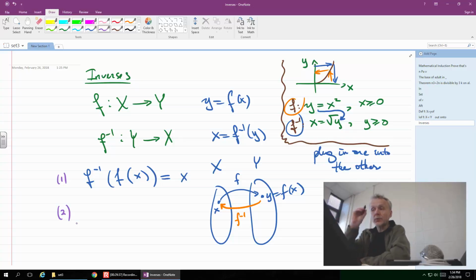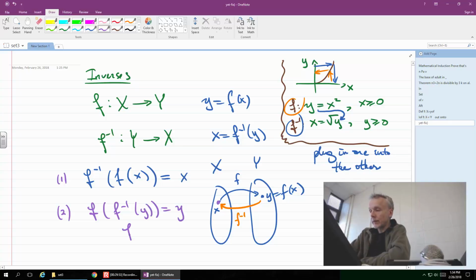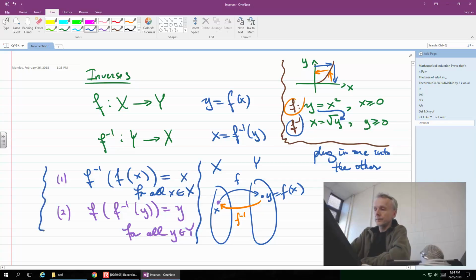That's right. So we substitute both ways. You can make a circle in two ways, either starting with x, ending at x, or starting with y, ending with y. So f inverse of y is equal to y. Let's not forget the crucial part: for all y in Y, and here for all x in X. That's what we require: the completion of the circle.